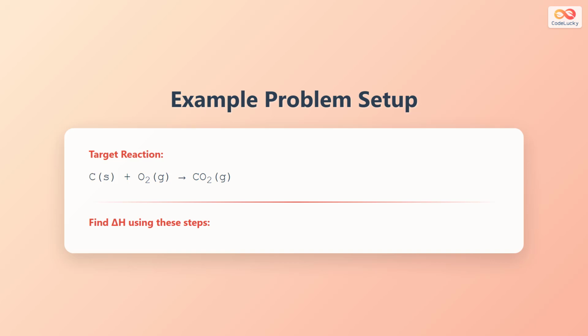Let's work through a concrete example to see how this works in practice. Suppose we want to find the enthalpy change for the combustion of carbon to form carbon dioxide. The target reaction is carbon solid plus oxygen gas forming carbon dioxide gas. But instead of measuring this directly, we'll use Hess's law with intermediate steps.